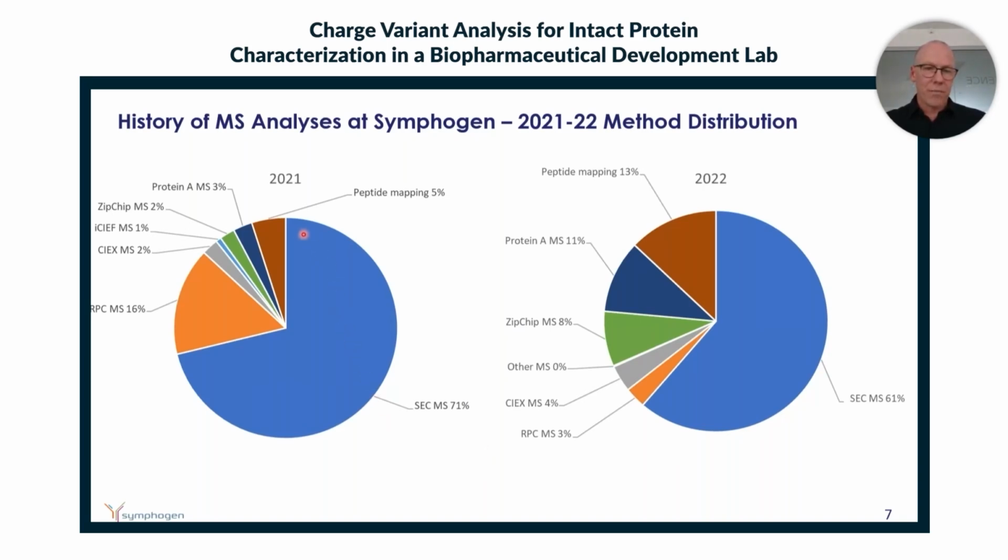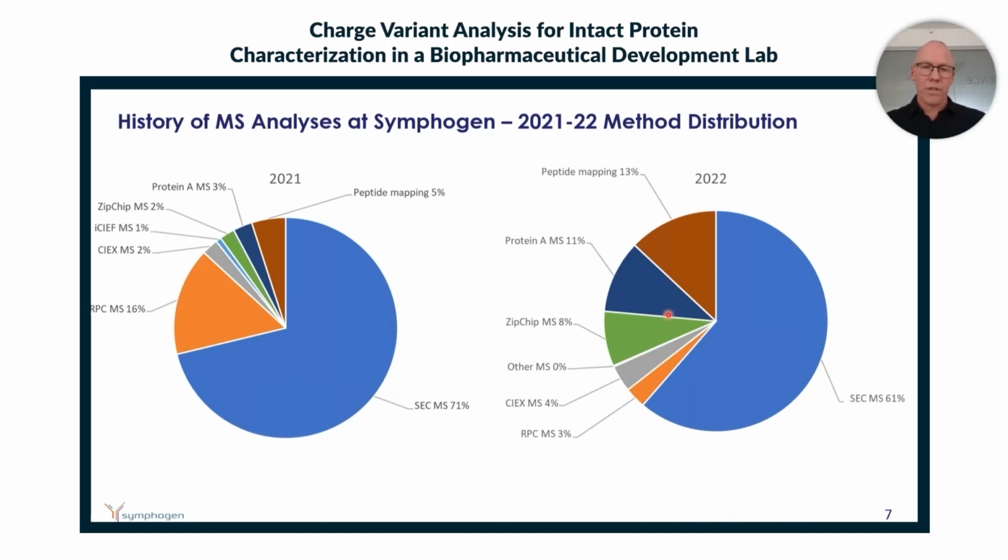This is an overview of the analysis distribution the last 2 years. And you can see we have primarily SEC-MS, around 71% of our analysis in 2021. And you can see the distribution here is changing a lot from year to year. And that's important to point out that the analysis we do is very much project driven.